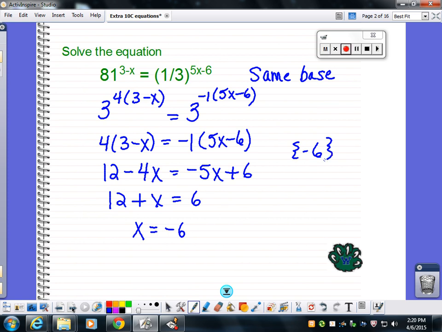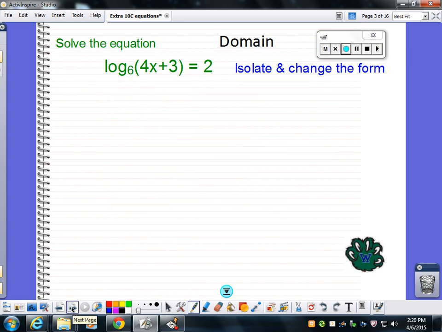Alright, let's try another one. Alright, take a moment and write down this problem. Like I said, if you want a moment to try to solve it before I work it through, please pause the video. Alright, think it through. Let's see. I see a log. That means I may end up with an extraneous solution.